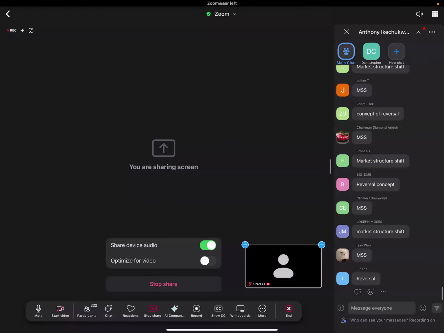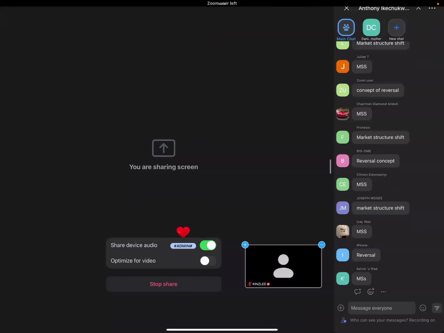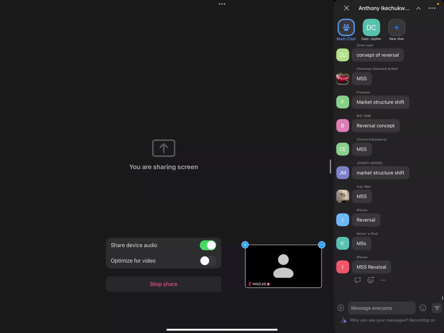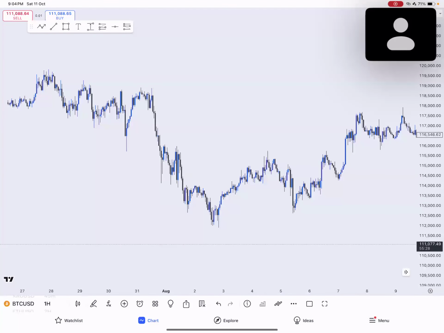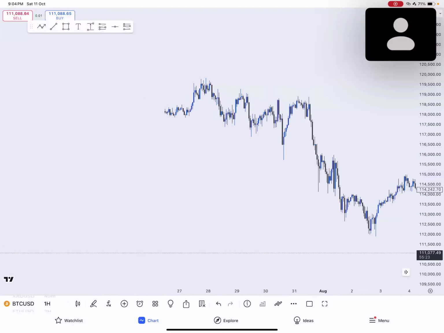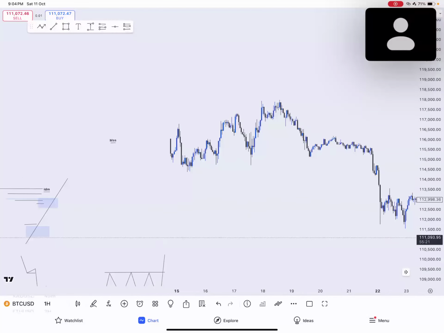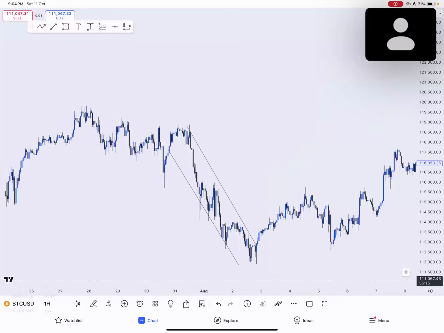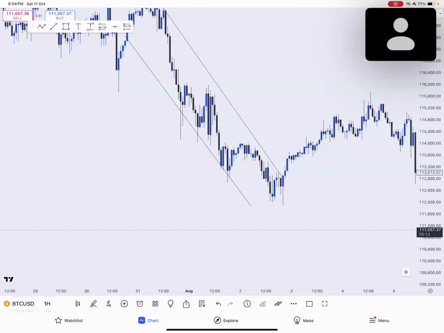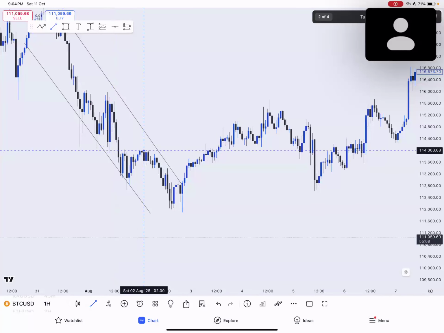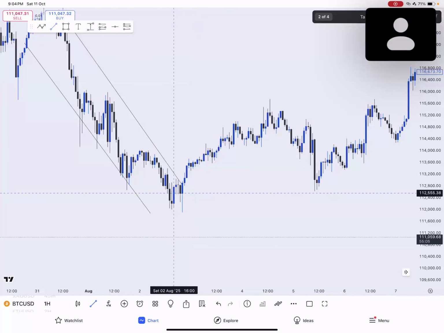And the concept of reversals is called what? A market structure shift. And how do you get a market structure shift? The moment price deviates from the current pattern of the trend it is on. It was on a downtrend, and the current pattern of a downtrend is lower highs and lower lows. So the moment price deviates from making lower highs and lower lows, it means I've gotten that reversal concept. Let's see if we can spot the market deviating from that pattern. We are seeing lower highs and lower lows, and so on.